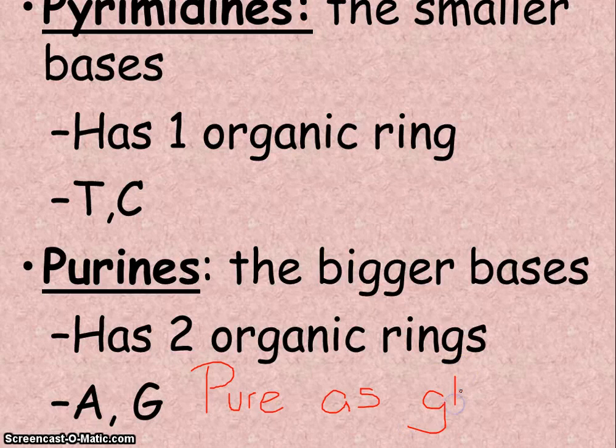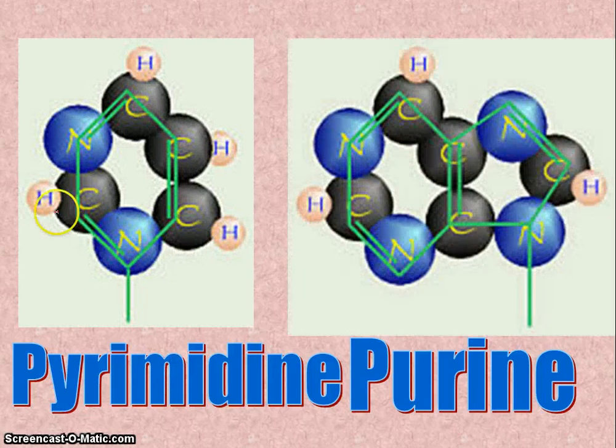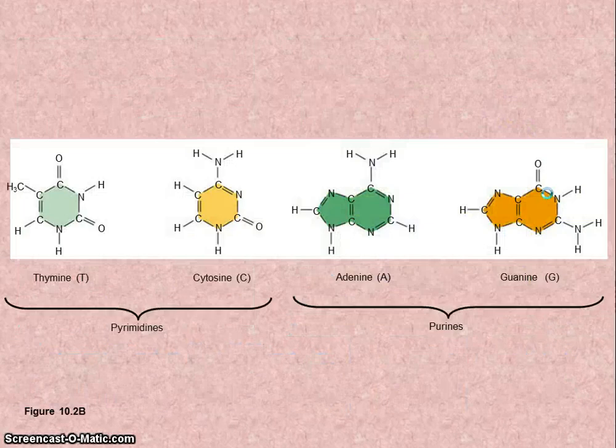A is for adenine. Oops, I forgot the O, sorry. And G is guanine. So pure for purines, A for adenine, and G is for guanine. And just to show you the difference, the pyrimidines are smaller, which is T and C, and the purines are bigger, A and G. Again, just showing the difference.